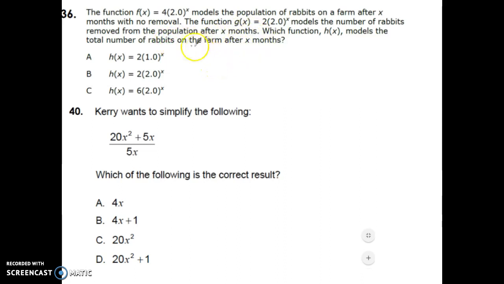So if I want to figure out how many rabbits are on the farm after x months, let's just let x be 1 and see what happens. So 4 times 2 to the first power, and I know I'm removing these rabbits, minus 2 times 2 to the first power. So 4 times 2, which is 8, minus 2 times 2, which is 4, gives me 4.